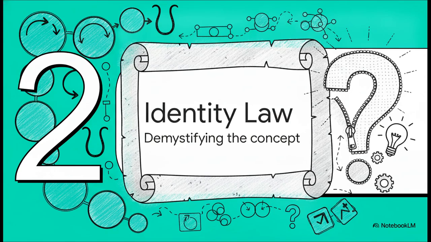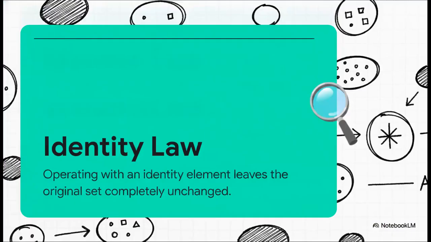Moving right along to Section 2, Identity Law, Demystifying the Concept. All right, let's dive into this. The identity law, or the rule of identity, basically says that operating on a set with a specific identity element, like the empty set or the universal set, leaves your original set completely unchanged. Now, the absolute key phrase here is identity element. In the math world, an identity element is just this special type of value that, when you apply it in an operation, leaves the other value exactly as it was. It respects the original identity of your set.